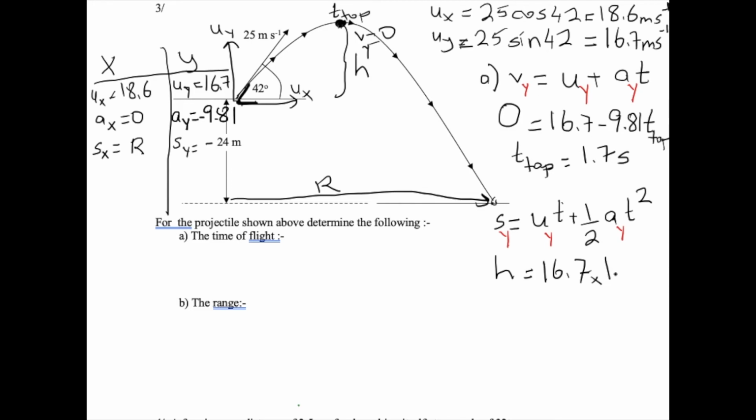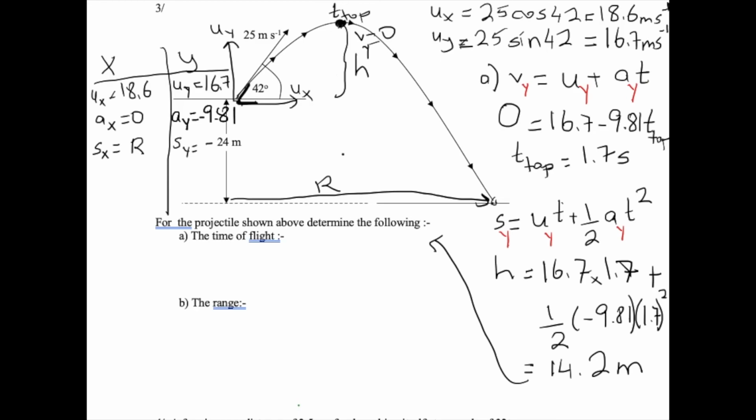Times the time that I found plus 1/2 AT squared. This is going to give me 14.2 meters. So now I'm going to continue over here. I'll bring it back over there.